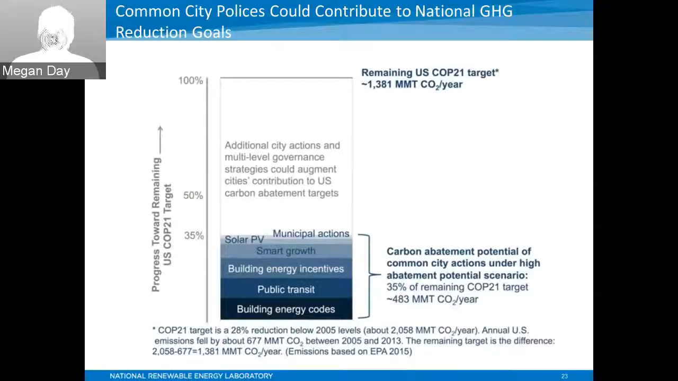And so here's just a breakdown of those different city level common types of actions. We're not talking about bleeding edge, only 14 cities have done these things, but we're talking about actions that we're finding in those plans and policies currently in place. And again, it's 35% of the remaining goal for the US.